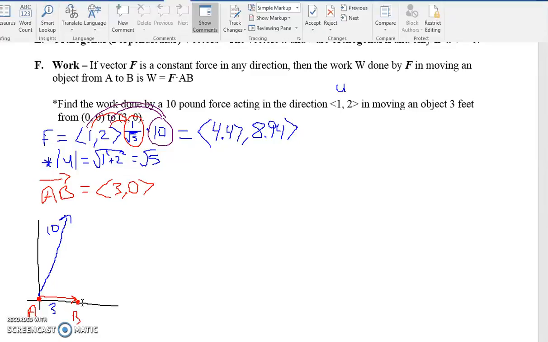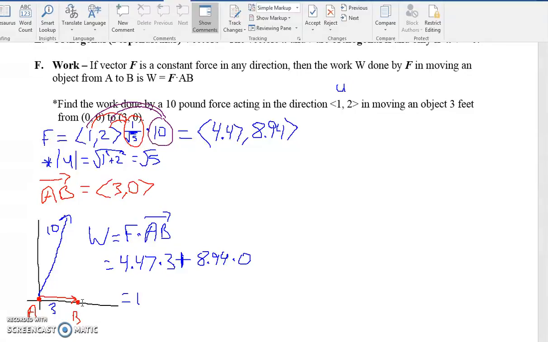We can do a better job in class if you want to. But now, what is the work that's being done? Well, our definition of work, according to our notes, is just to take the force vector and multiply it by, you could say, the movement vector. According to this, we have 4.47 times 3 plus 8.94 times 0. Well, the second part's just all going to go away. 4.47 times 3 gets me 13.41. Again, those are rounded answers.